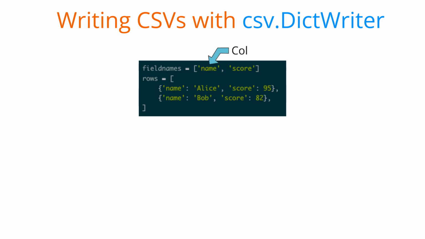First, we define a list of field names, which will be our column headers. Next, we define our data, which is a list of dictionaries. In this example, we're including every column header. But if you're only interested in specific columns, you're free to just leave them out of your field names.